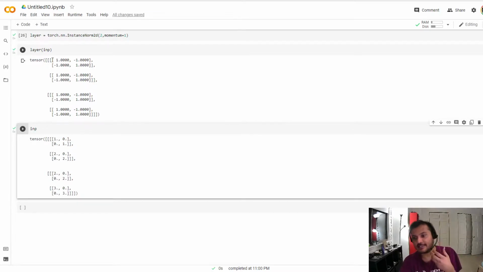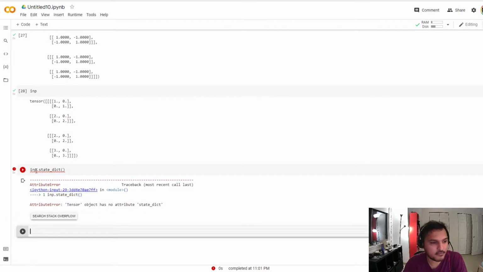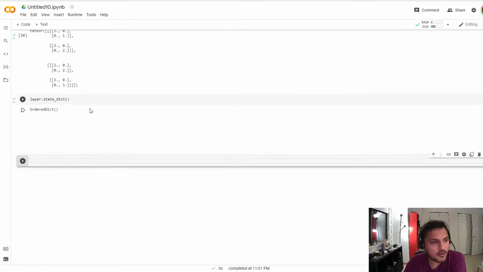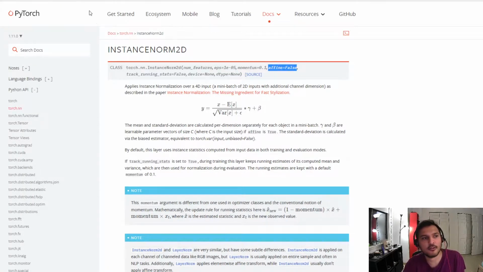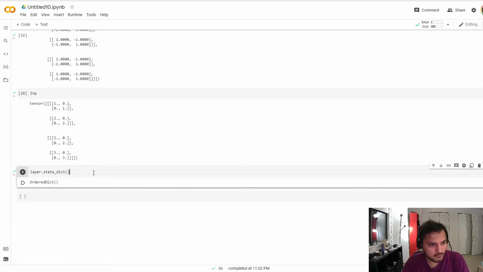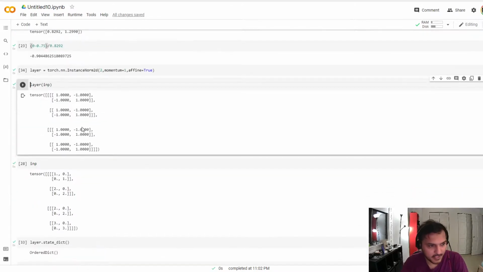So for each of these small matrices, for each of my features in each of the samples, I compute the statistics, and that's what I do my normalization with. Now I just want to show you the state dict, and what is it? Layer. Oh, are the learnables disabled by default? Oh, I see. So by default, there are no learnables. Let me change that, let me enable that.